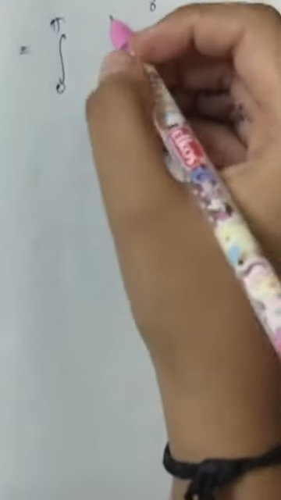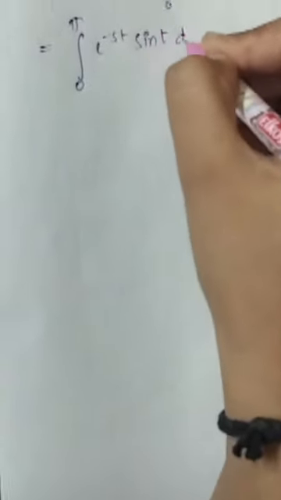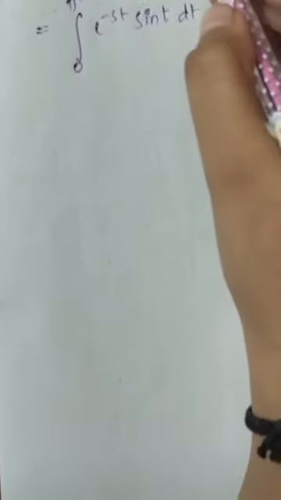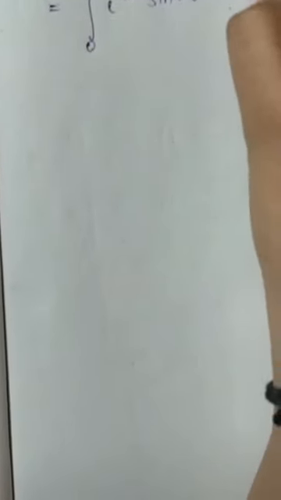the first condition they have given is 0 to pi, so we will write 0 to pi, e power minus st, what is f of t here? Sin t, dt, plus again. For t greater than pi, the limit should be pi to infinity. Greater than pi means we don't know the upper value, so I will write pi to infinity e power minus st. What is f of t? 0 dt. The whole term becomes 0 only here.